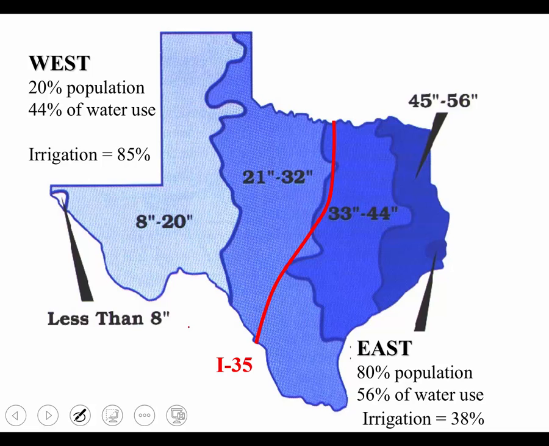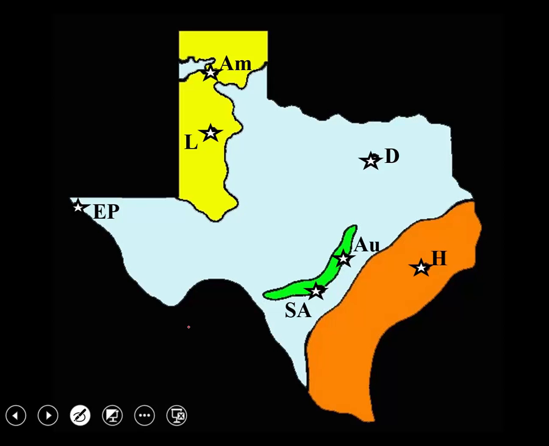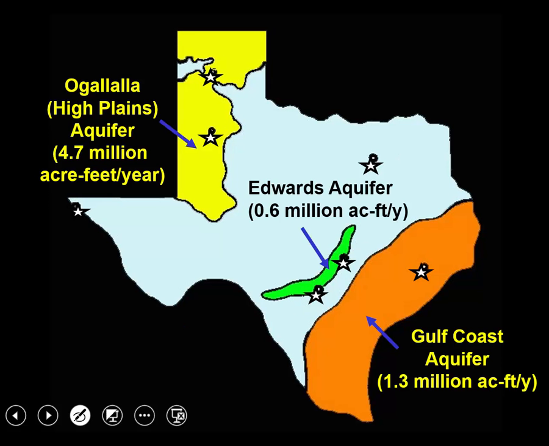Okay, so this is, if you like, the problem for the state of Texas. The availability of water for irrigation is controlled in large part by the distribution and availability of groundwater. So we're going to look at three areas. This is the Gulf Coast Aquifer, including Houston. We're going to look at this strip here, which is the Edwards Aquifer, including Austin and San Antonio. And then we're going to go up to Lubbock and Amarillo and look at the Ogallala, which by far is the largest aquifer in Texas.